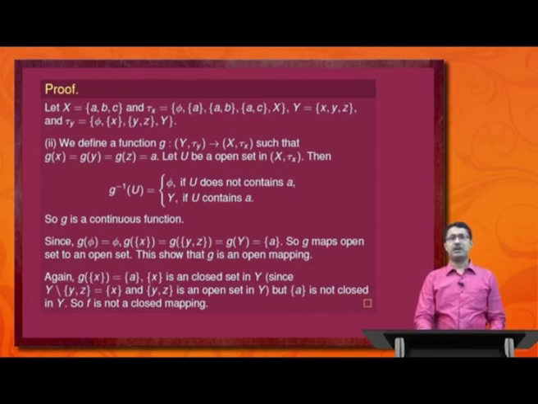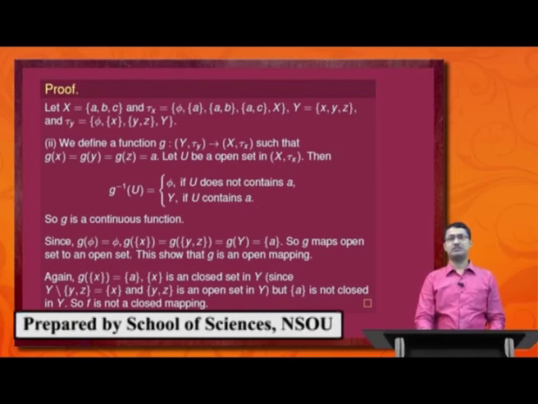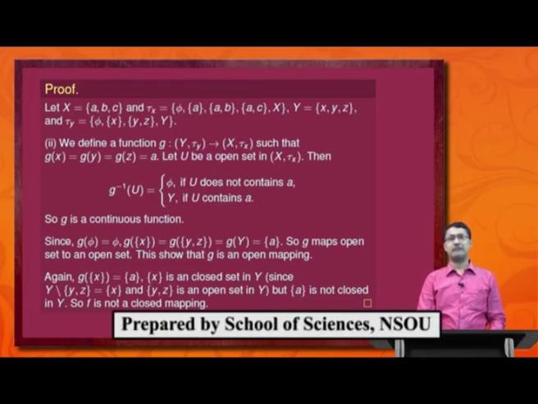Since g of φ is equal to φ, and g of {x}, g of {y, z}, and g of capital Y, all our elements go to {a}, so g maps an open set into an open set. This shows that g is an open mapping. Again g of {x} is equal to {a}, and {x} is a closed set in Y since Y minus {y, z} is equal to {x}, and {y, z} is an open set in Y, but {a} is not a closed set in X, so g is not a closed mapping.